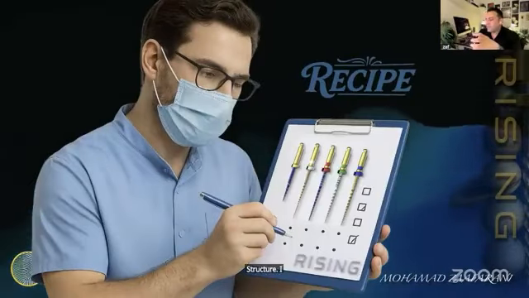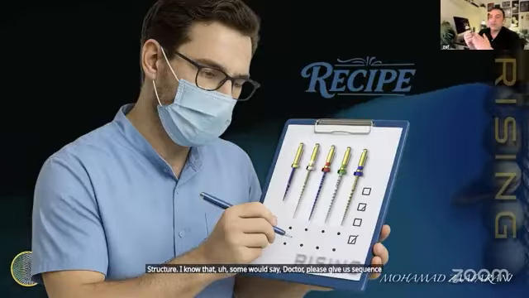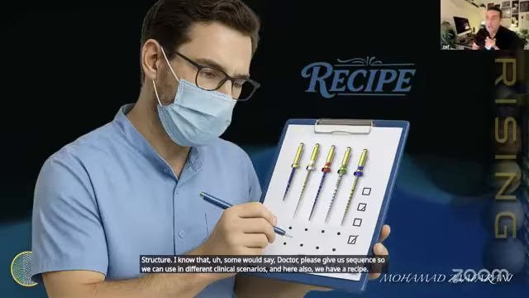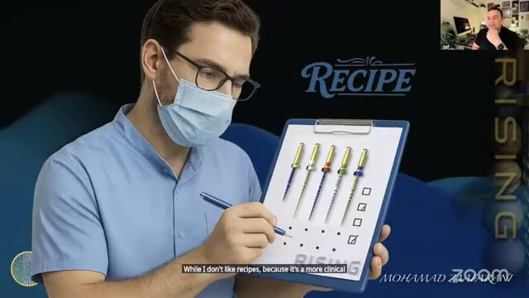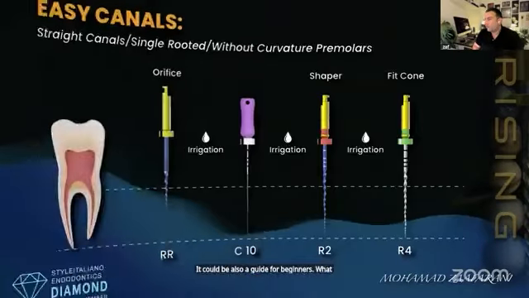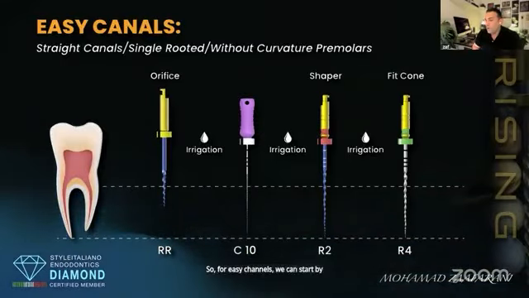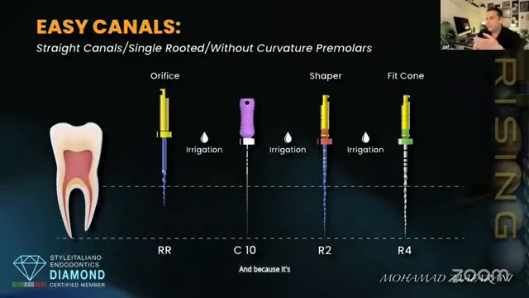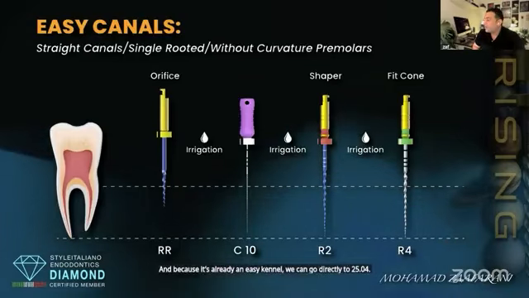I know that some would say, doctor, please give us a sequence so we can use it in different clinical scenarios. And here also we have a recipe. While I don't like recipes because it's more a clinical judgment, it could also be a guide for beginners, what to use or what to follow in sequence. So for easy canals, we can start with the RR, orifice opener, followed by the manual glide path. And because it's already an easy canal, we can go directly to 2504, followed by the R4.